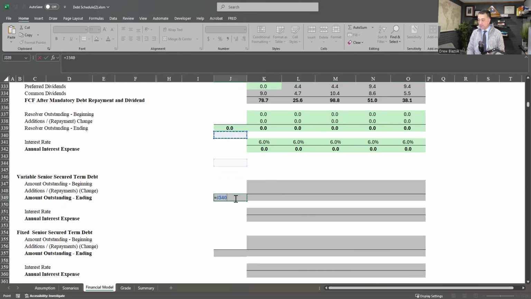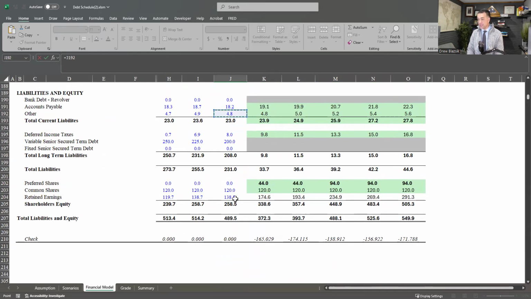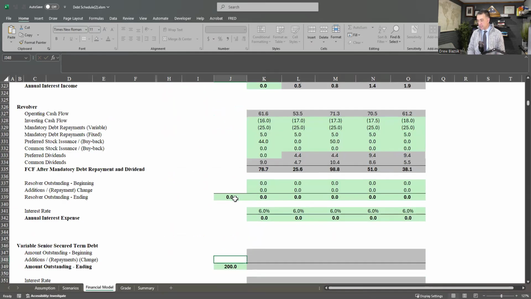So I'm going to go straight up to the balance sheet. And remember, this is not going to be a current liability. This is going to be a long-term liability right below deferred income taxes. So we have variable senior secured debt. I'm going to bring that in. And we'll do the same thing, corkscrew. The ending of the previous year will be the beginning of the next year.